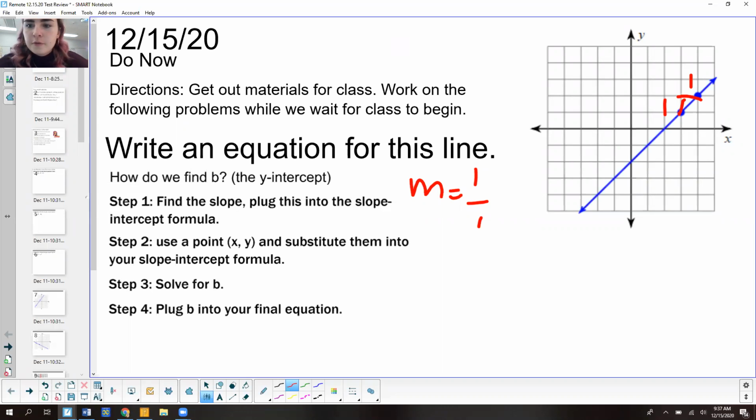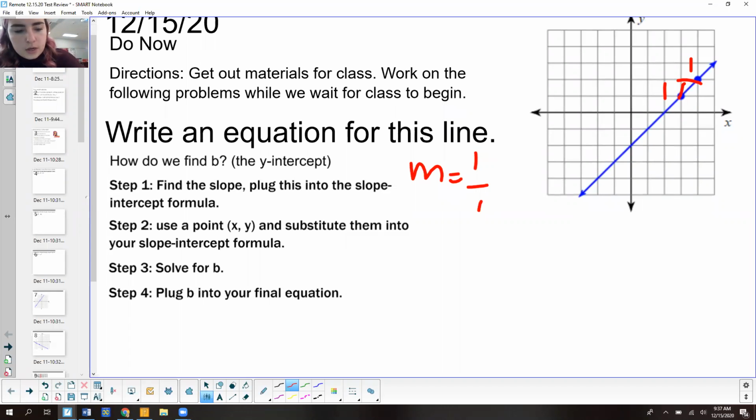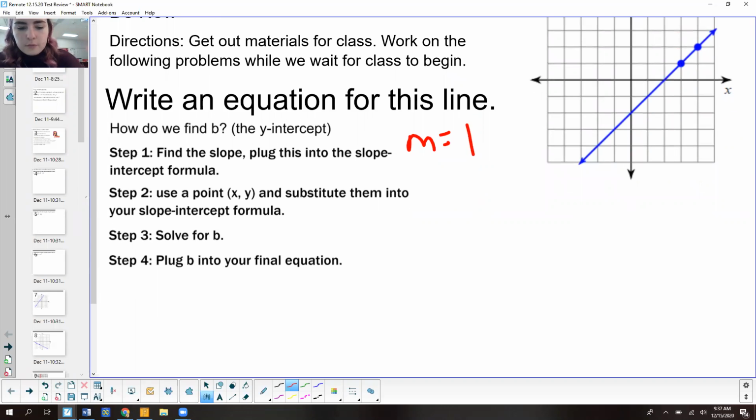All right, so our slope of this line is, remember, rise over run. So the change in y divided by change in x. So it's 1 over 1. So that's just going to be simplified to 1. So our slope is 1. So find the slope, plug this into the slope intercept formula. So remember, we did this several times last week.